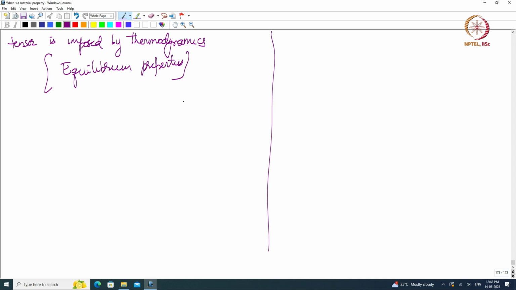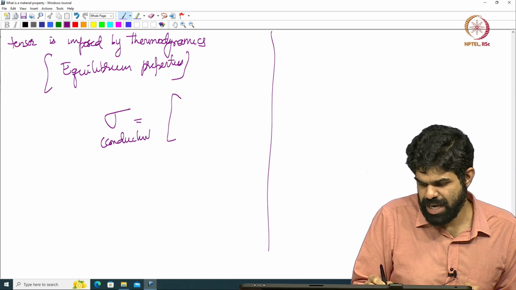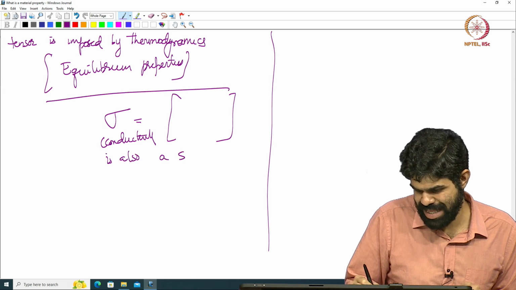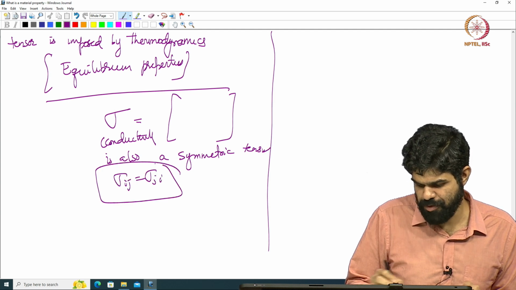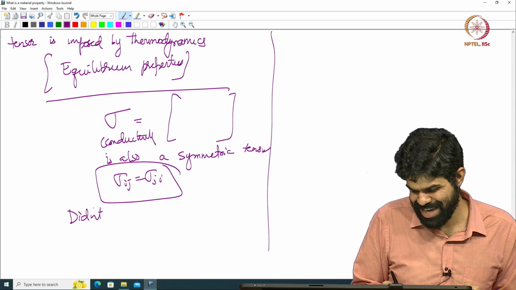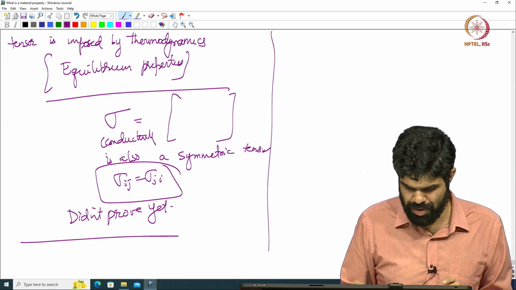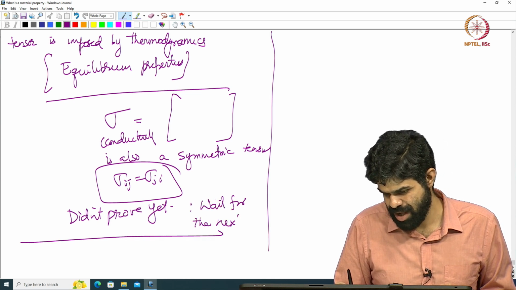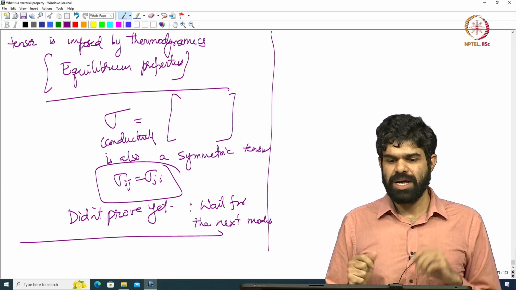Now, if you remember, I also used the fact that sigma, which is conductivity, a non-equilibrium property, is also a symmetric tensor. Or I said sigma ij equal to sigma ji. This I did not prove yet, because this is not an equilibrium property, but I will prove this when I do kinetics, right. So, wait for the next module for me to prove this. Okay. So, with that, let us conclude this lecture.